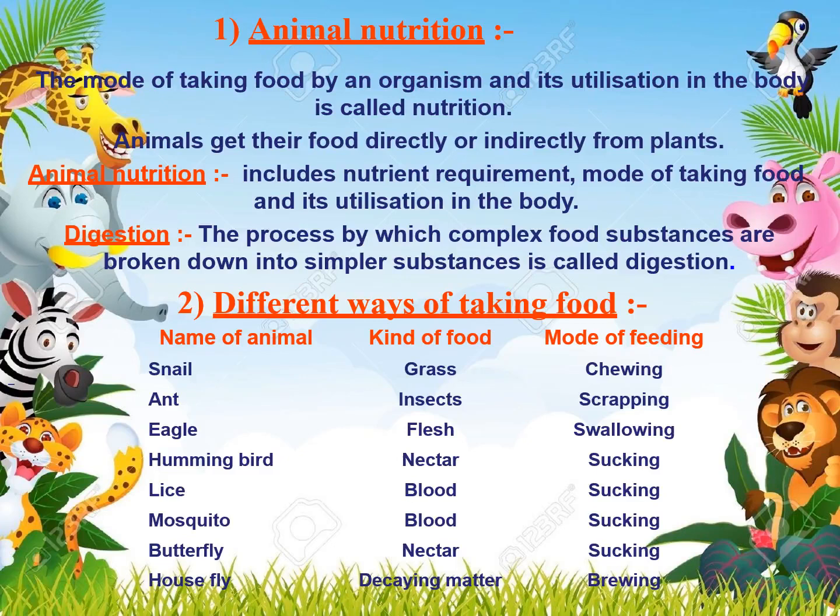First is herbivore. Herbivores feed only on plants or plant parts, for example cow, buffalo, goat, deer, etc. Carnivores feed on the flesh of other animals, like lion, tiger, leopard, panther, etc. Omnivores feed on both plants and animals, like crow, pig, man, etc.